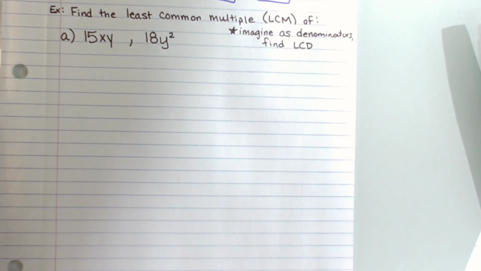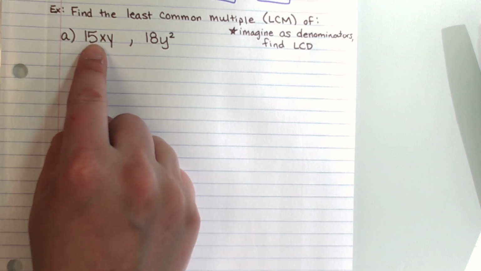So, essentially imagine these are denominators and find the least common denominator. That's what we're doing. These are monomials. There's no addition or subtraction. When you're finding the least common denominator, you want to find the biggest thing or the smallest thing that they both multiply into. To do that, you want them factored.